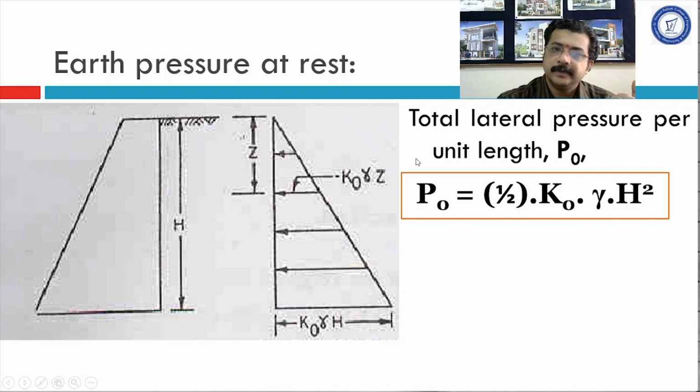What will be the height of this triangle? It would be the complete height of this retaining face, that is h. Hence, half base multiplied by height. The formula becomes capital P0 equals half K0 times gamma h multiplied by h, hence h square. This way, we can find the total lateral earth pressure at rest condition when the unit length of the retaining wall is considered. Okay.